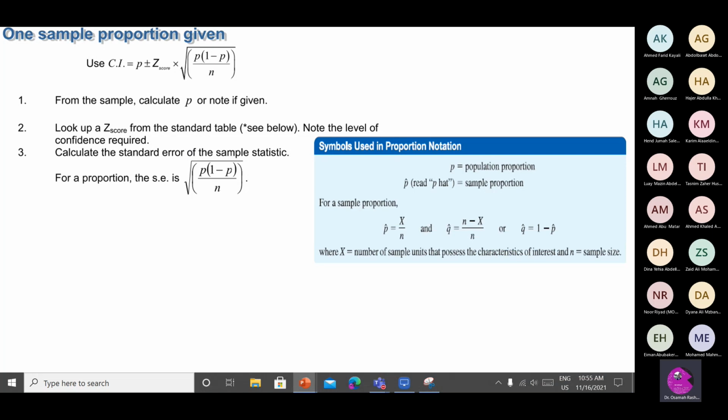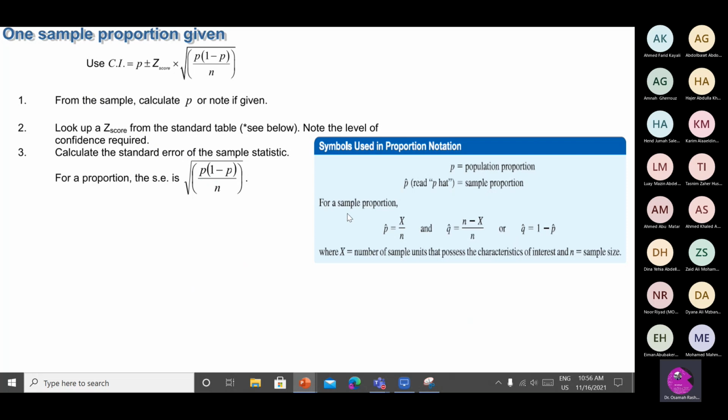Now you have to know the notation. P is the proportion for the population, or population proportion. P hat, you can read it as a sample proportion. So as x bar and mu, x bar is the sample mean, mu is the mean of the population. You have to distinguish between the proportion in the population, which is P, and P hat is the proportion in the sample. And P is the population proportion.